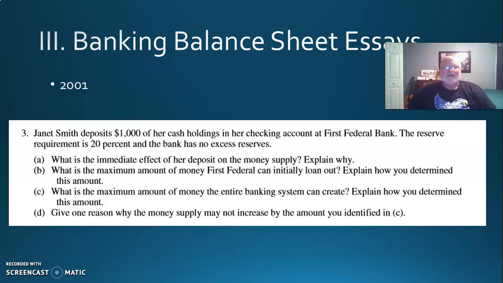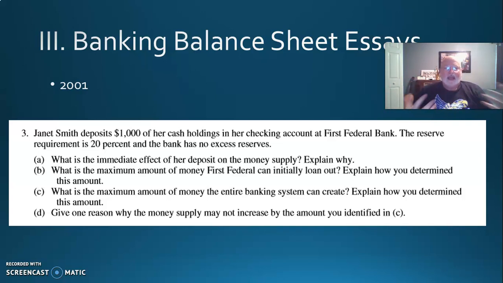What's the maximum amount of money the entire banking system can create? Now remember, she puts the $1,000 in the bank. The money supply is going to go up based on that times the multiplier. The reserve requirement is 0.2. 1 divided by 0.2 is 5. So the money supply is going to become $5,000. But that $1,000 was originally in cash, so $5,000 minus $1,000 is $4,000. Be on the lookout for that. That's going to happen.